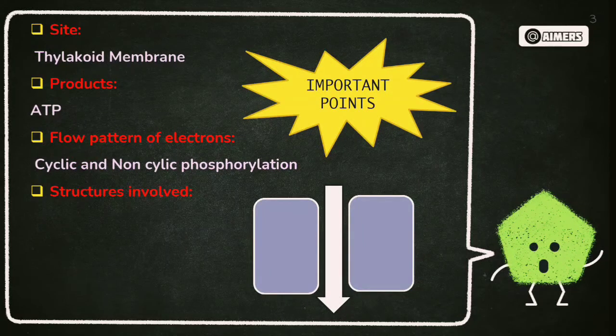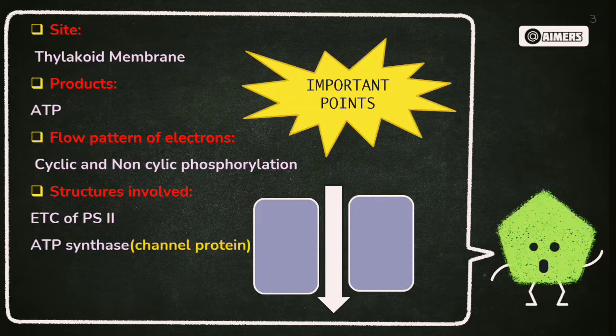The next thing is the structures which are involved in the production of ATP. So basically two structures are involved. The first structure is the electron transport chain of photosystem 2: plastoquinone, cytochrome complex and plastocyanin. It is involved in the synthesis of ATP. And the second most important structure is ATP synthase.